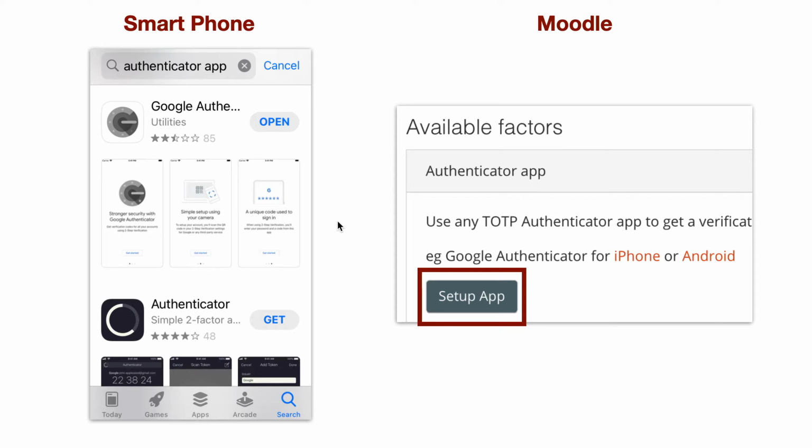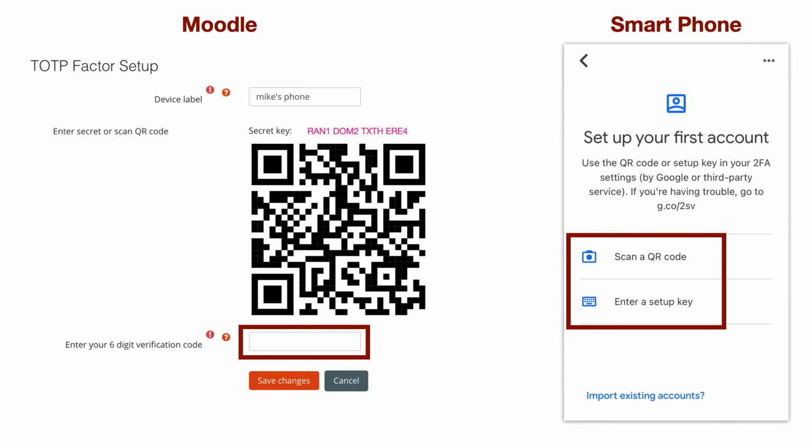This is my iPhone on the left-hand side of the screen, and this is in the App Store. There's the Google one at the top, and there's another one down below, as you can see. Anyway, I downloaded the Google Authenticator, and then open up that application on your phone. On Moodle, then click the Set Up App button, which will take you to the next page, which has a QR code and also a secret key, which is just above that.